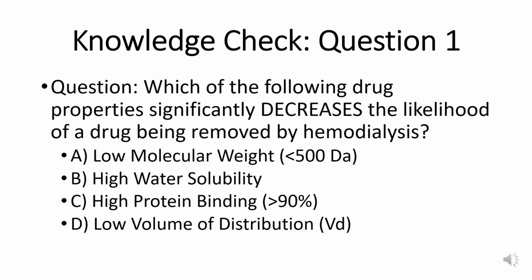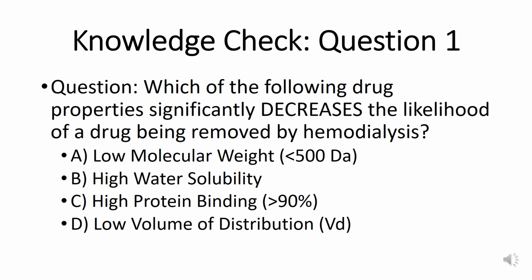To understand why, think about what happens during hemodialysis. Blood flows through a dialysis membrane, and only substances that are freely circulating in the plasma can cross that membrane efficiently. When a drug is highly protein-bound, most of the drug molecules are attached to plasma proteins, especially albumin. These protein drug complexes are too large to pass through the dialysis membrane. As a result, only a very small fraction of the drug remains free and available for removal.